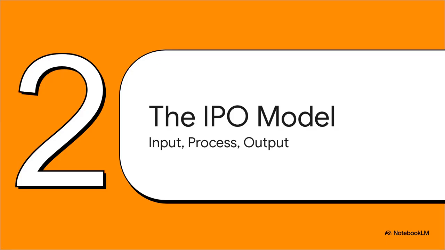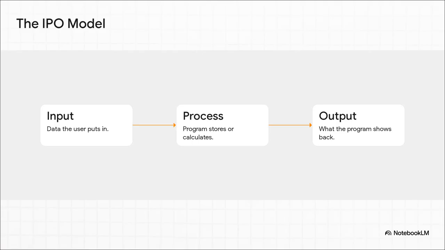Okay, moving on to part 2, the IPO model. Let's look at how this builds the foundation of literally every app, game, or piece of software you've ever used. Every computer system in the world follows a super simple 3-step pattern: input, process, and output. Or, IPO for short. Think of it like ordering a pizza.